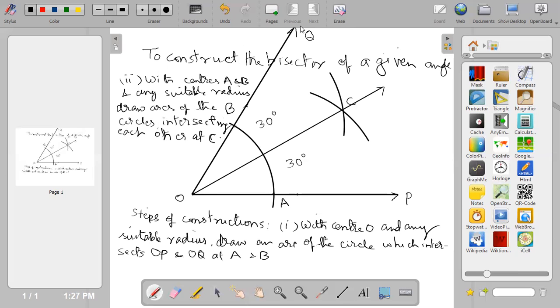This is the construction chapter. This is our chapter number 11, the last chapter we are doing, class 9, construction.